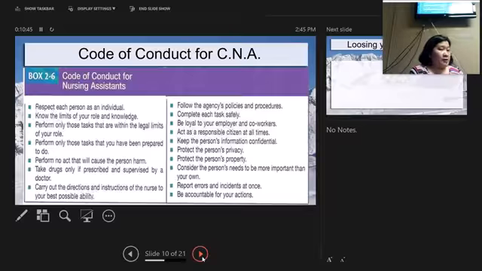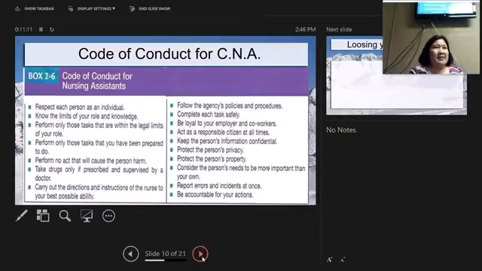Respect each person as an individual. Know the limits of your role and your knowledge. Perform only those tasks that you are legally allowed to do. So if a nurse asks you to do something that you are not allowed to do, you refuse it. Okay? Perform only those tasks that you have been prepared to do. If you have not checked off on using the new sling, do not use the new sling.